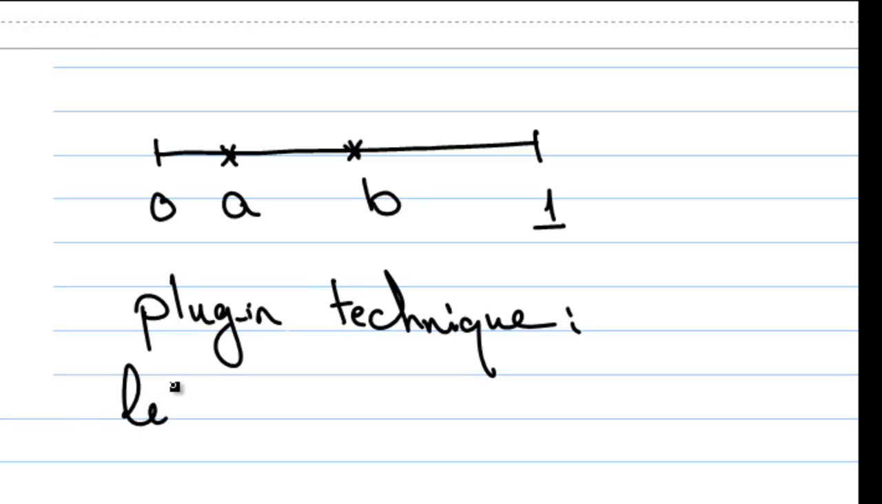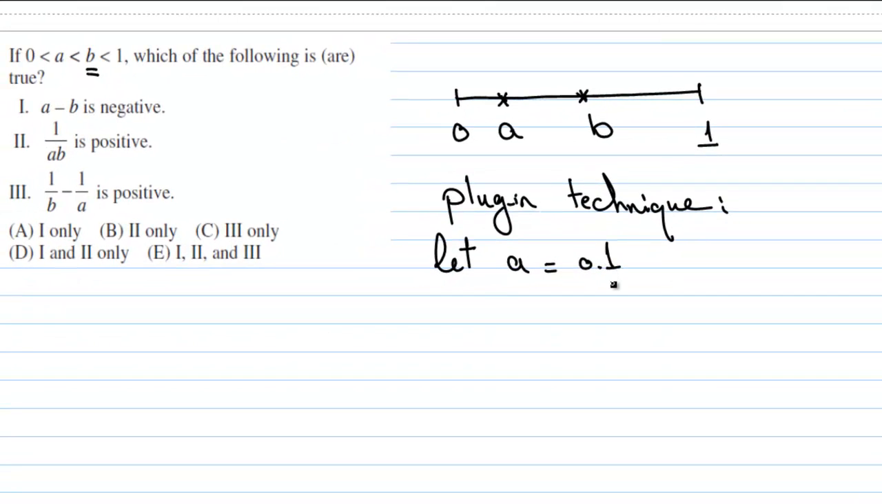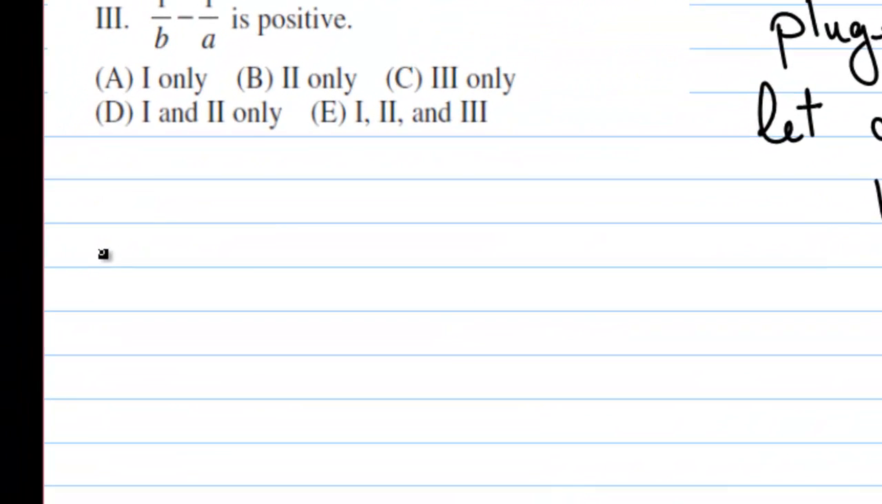You just assign a value for A. You say let A equal whatever value you want, any value between 0 and 1. I'm going to choose 0.1. You can choose anything else, it's okay. And for B, we will choose something greater than A. Let us choose 0.5. And then we will check each of the givens.